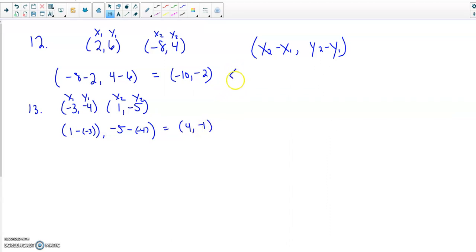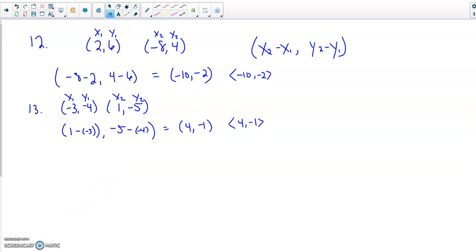Okay, and these also should be in these little pointy brackets, but I forget. Y'all know my issues with the pointy brackets. And that's how we're going to write in component form.